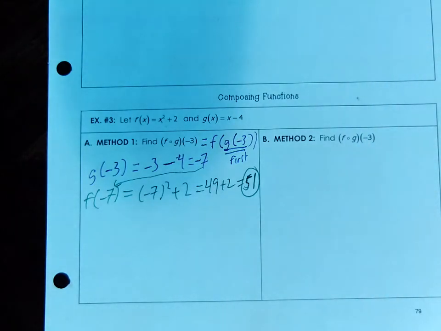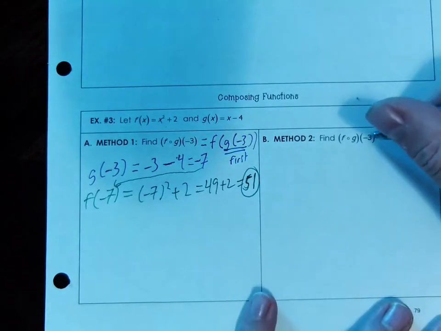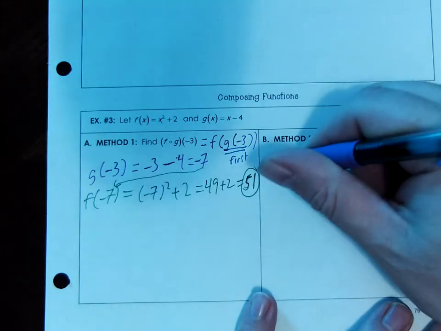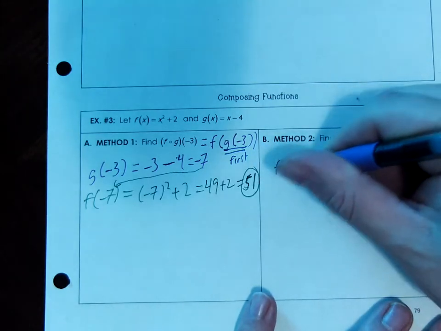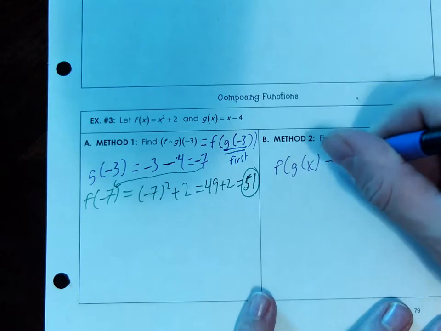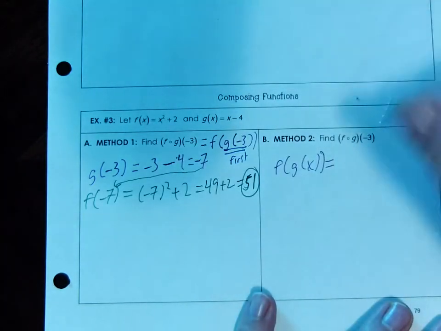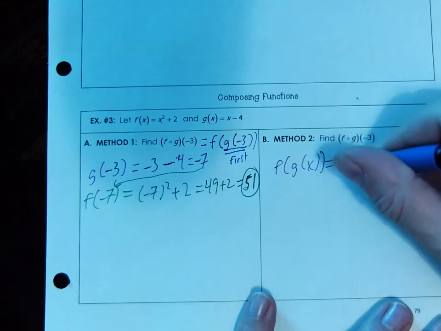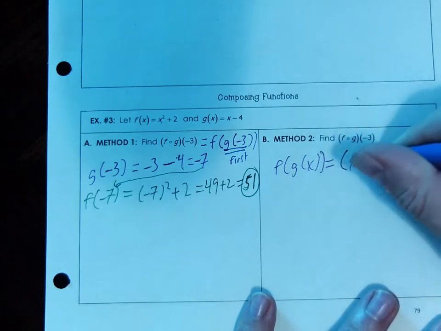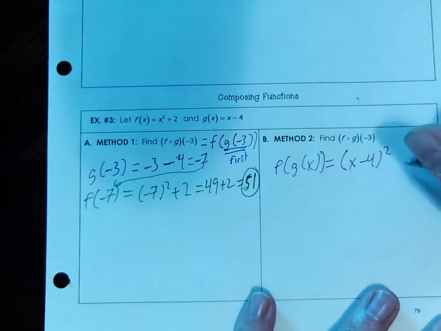All right, method 2. Method 2 involves doing the actual substitution with the x's first and then putting in negative 3. So rather than using the negative 3, we're going to do f of g of x. F of g of x is equal to, we're going to put g of x into f of x here. So x minus 4 squared plus 2.